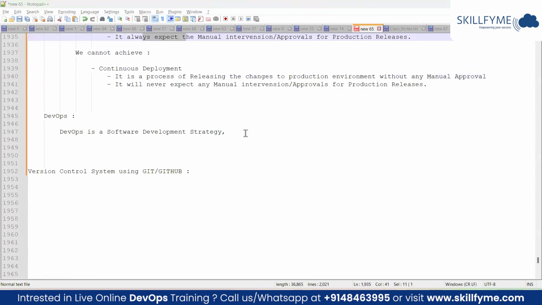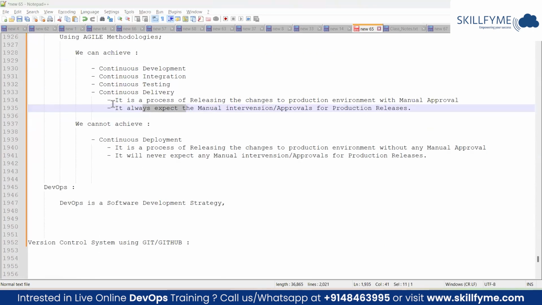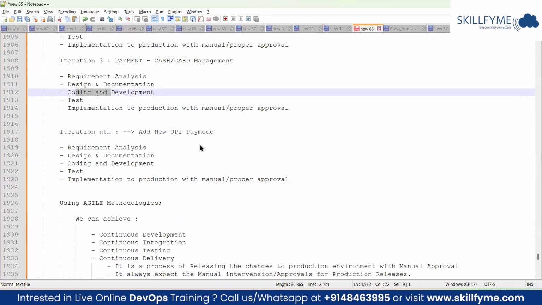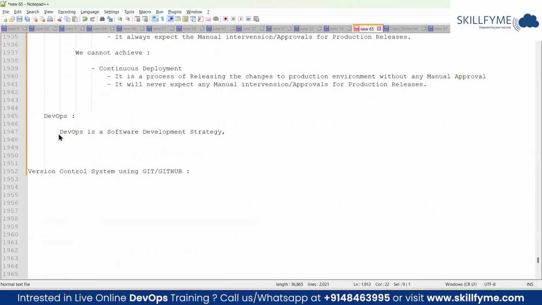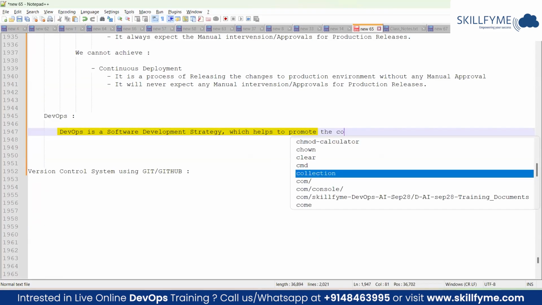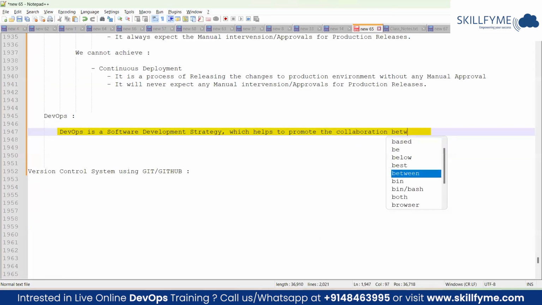So using DevOps, what we're going to do is, first, break that issue. We are going to make the teams work together. We are going to build collaboration between the teams. Got it? So ultimately, DevOps is a software development strategy which helps to promote collaboration, which is a very important thing, between the teams.